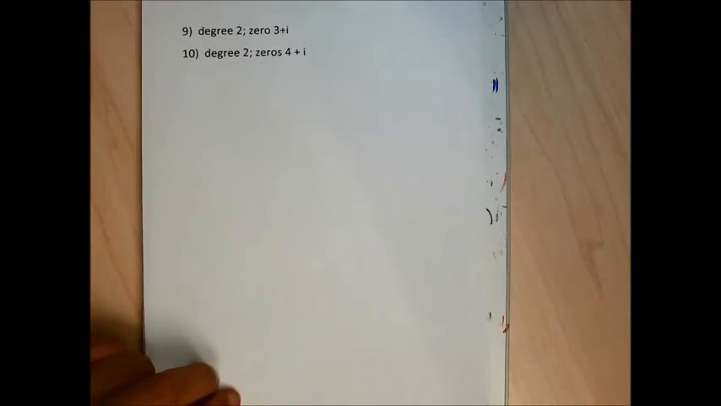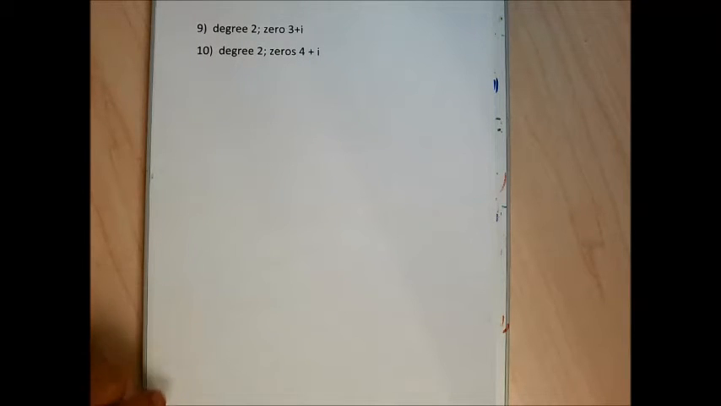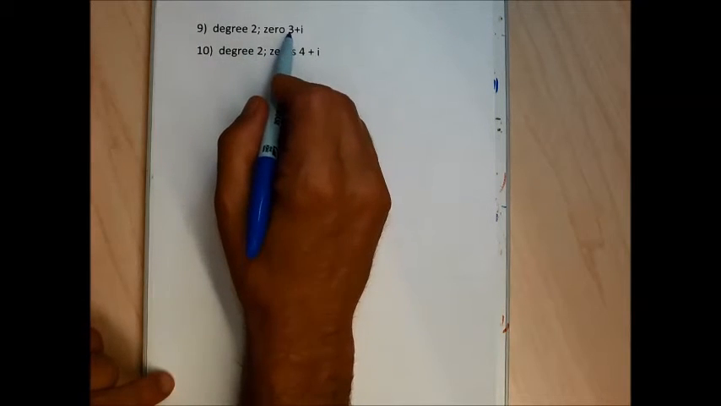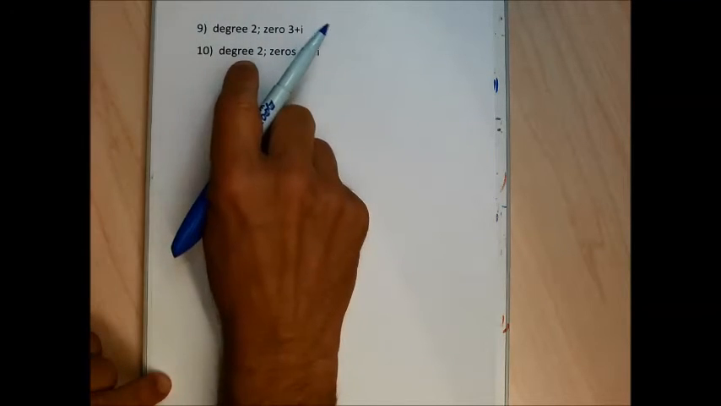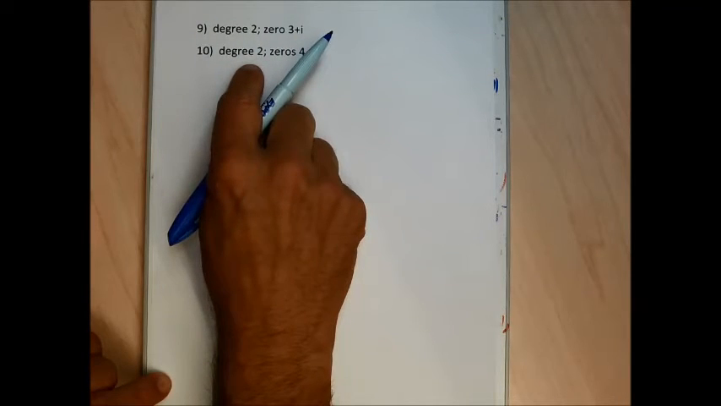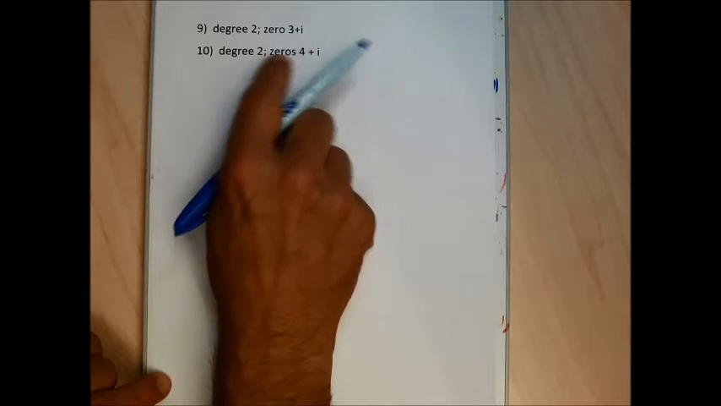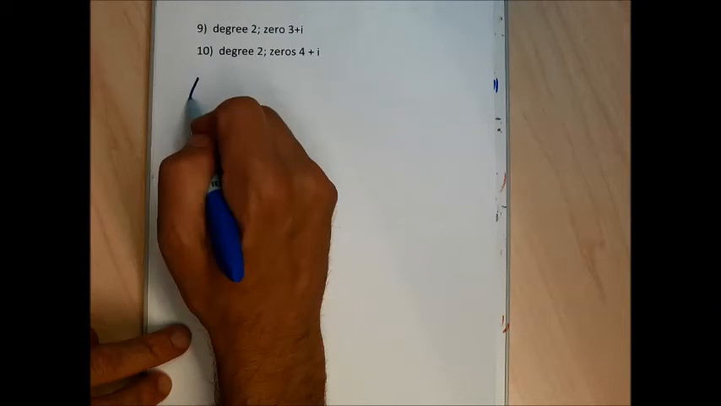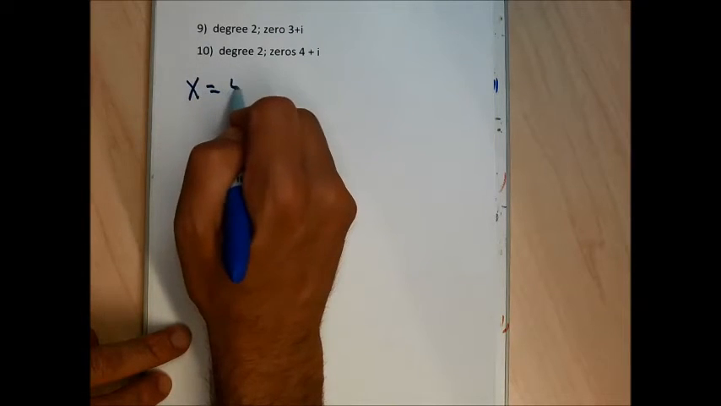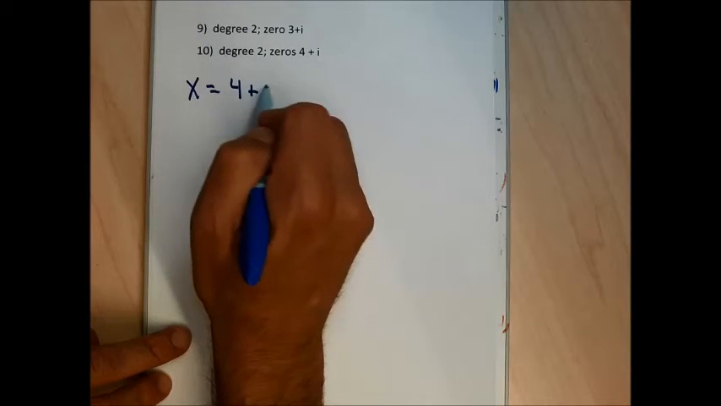I'll move on to 9 and 10, and those are really, really unpleasant. So for 9, it gives you a 0 of 3 plus i. It only gives you 1 zero. You need 2 zeros. For 10, it gives a 0 of 4 plus i. I want a second degree polynomial, so I need 2 zeros. So in number 10, my first 0 is x equals 4 plus i.